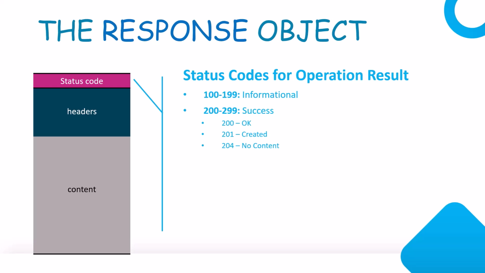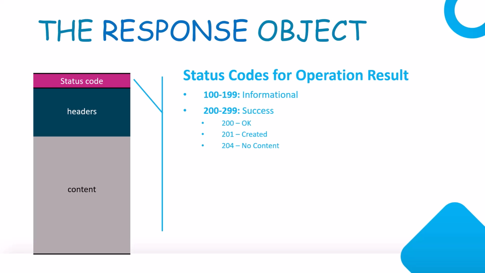Then next we have 201, which means created. If you are posting something, then you can return it to someone that the resource was created on the server. That defines 201. Then we also have 204, no content.